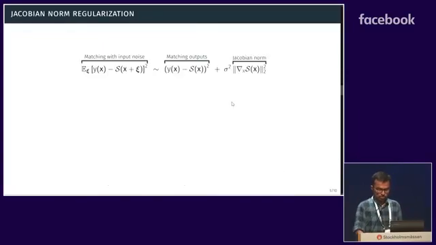Okay, so that was for knowledge transfer, but what happens when we don't have a teacher network? In that case, we can strive to make our network robust to input noise. In this case, we end up with a regularization term where we minimize the norm of the Jacobian.